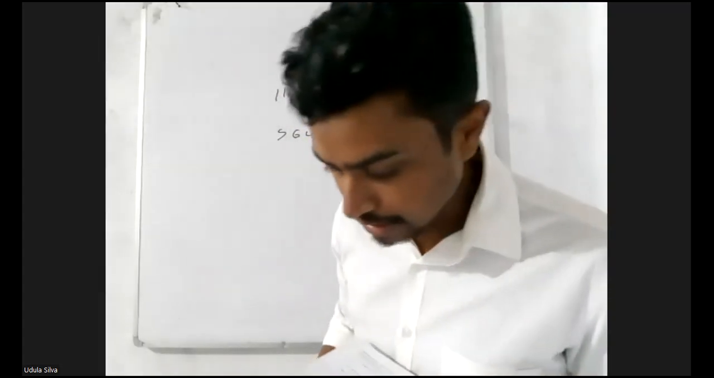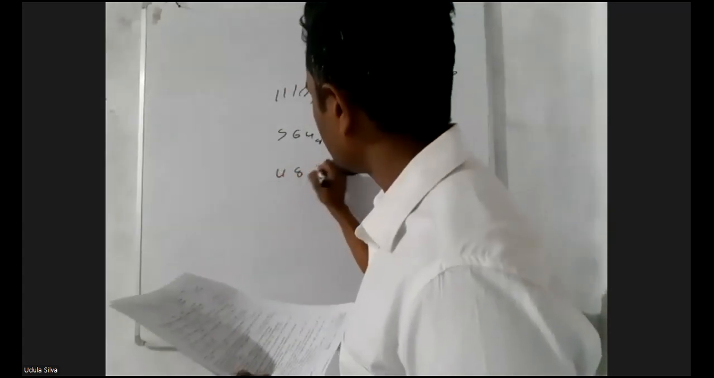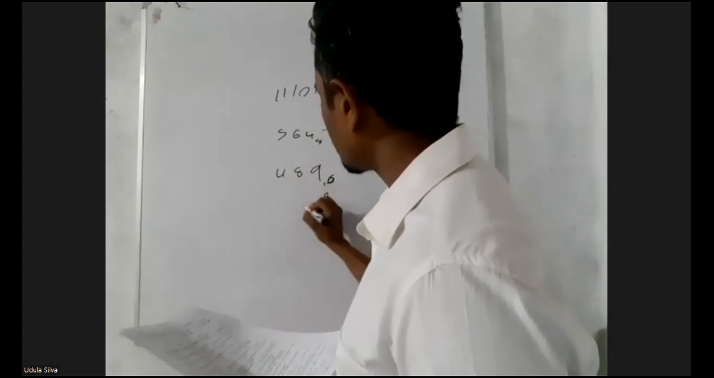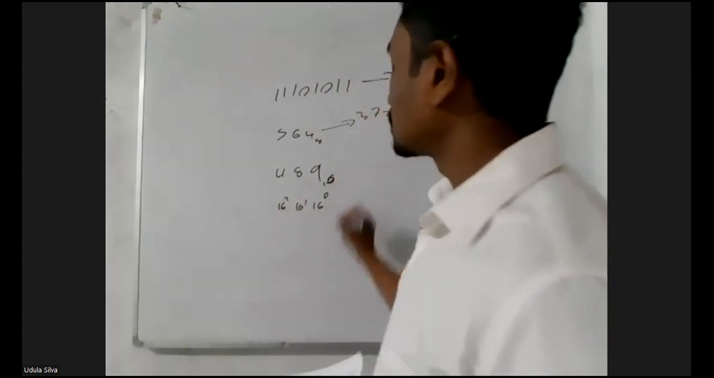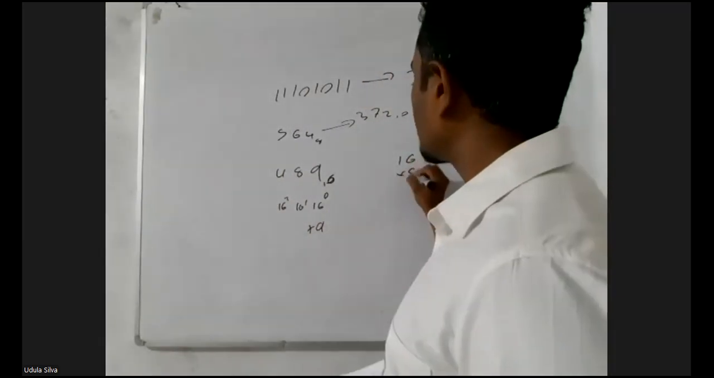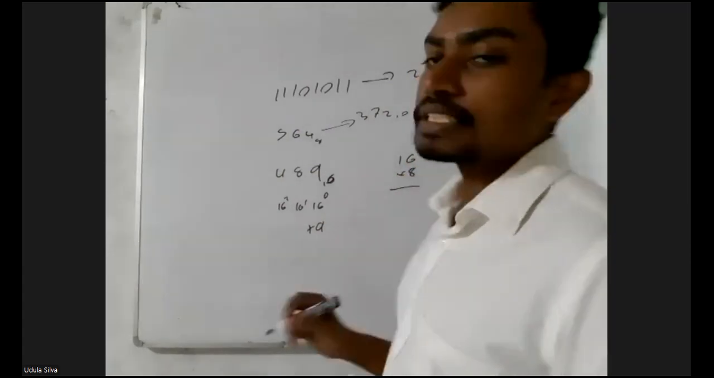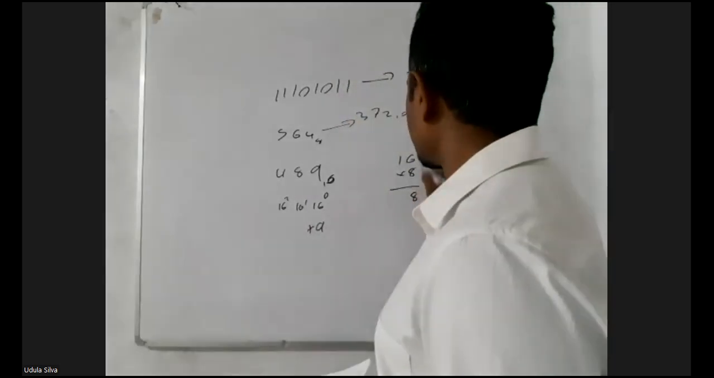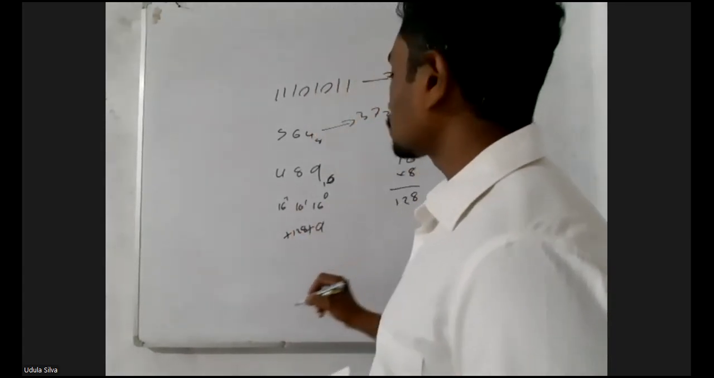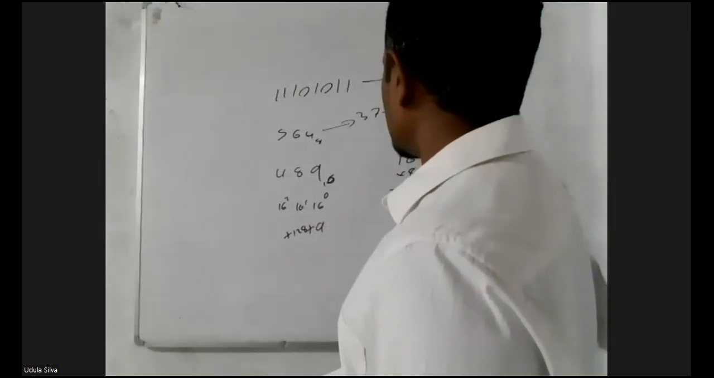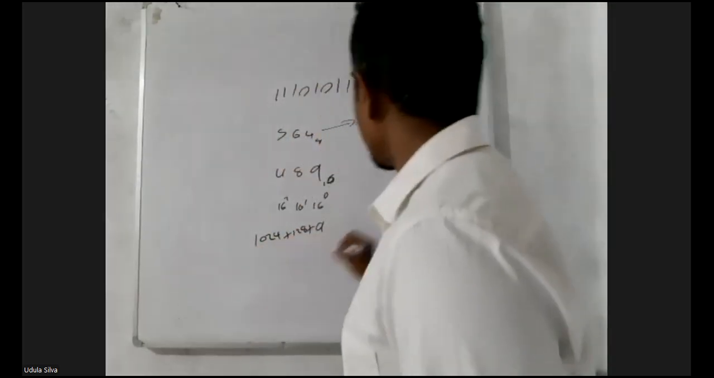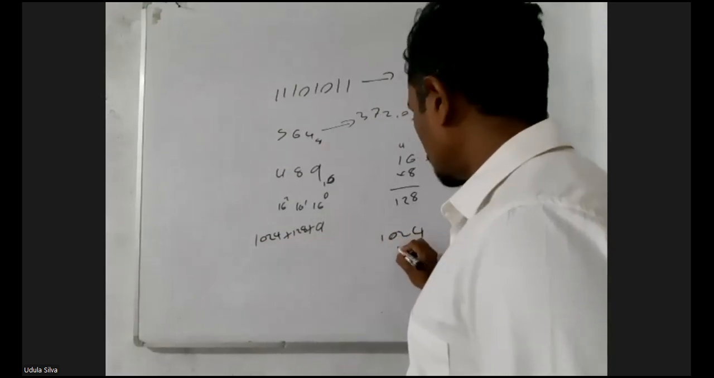Now let's convert the hexadecimal value, 489, again using the law of multiplication. 16 to the power 0, 16 to the power 1, 16 to the power 2. 16 to the power 0 is 1, and 1 into 9 is 9. Plus 16 to the power 1 is 16, and 16 into 8 is 128. 16 to the power 2 is 256, and 256 into 4 is 1024. So 1024 plus 128 plus 9.